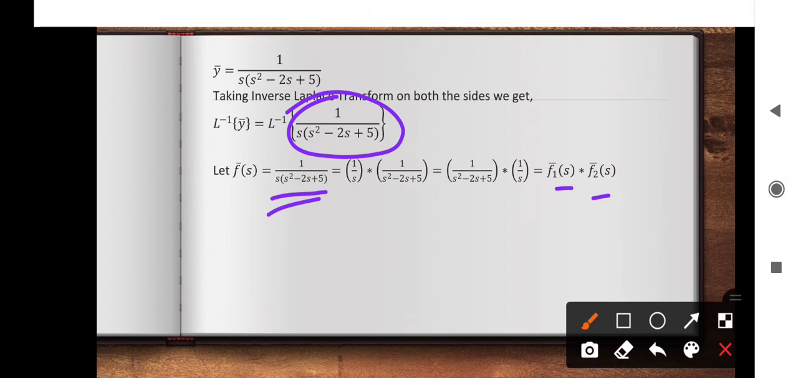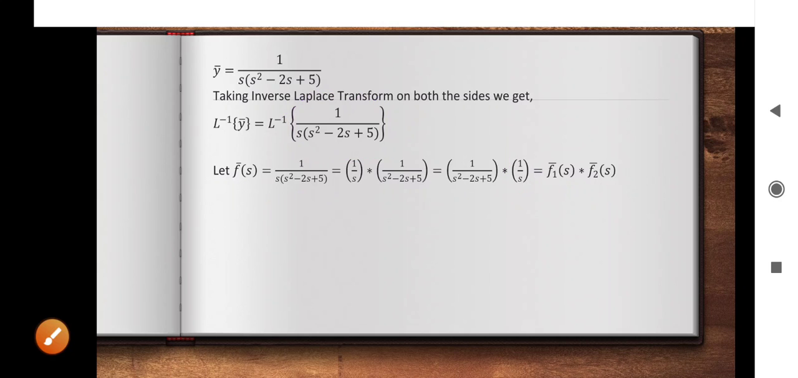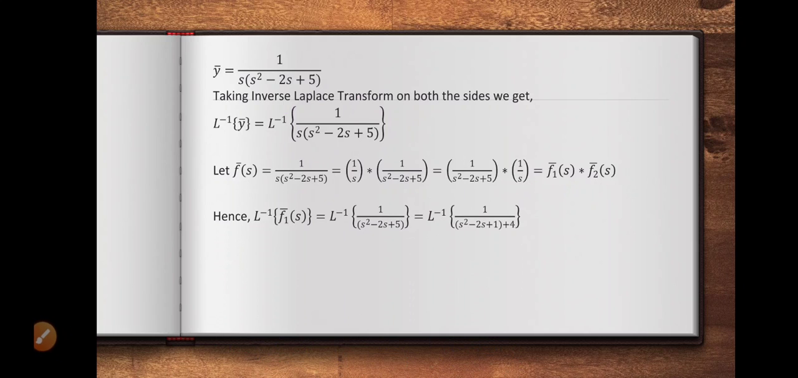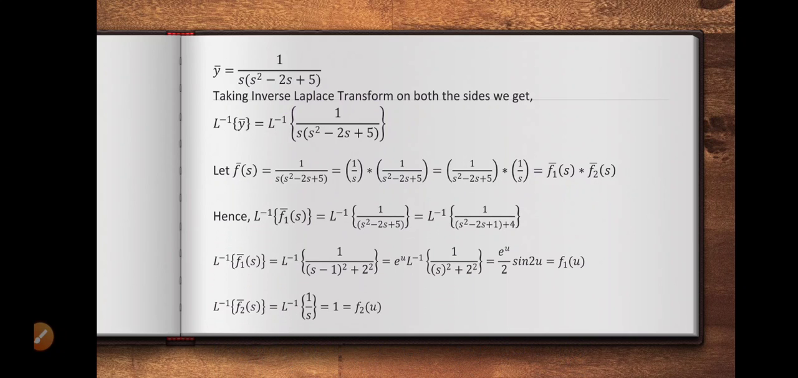Now here f1 bar is 1 upon s, f2 bar is 1 upon s square minus 2s plus 5, but I have intentionally changed the sequence so as to get f2 of u in the simplest form. So applying the procedure of inverse LT using convolution theorem, we get here f1 of u as e raised to u by 2 sine 2u and f2 of u as 1 only. Now apply the convolution theorem.